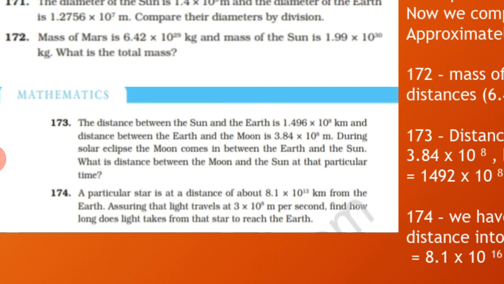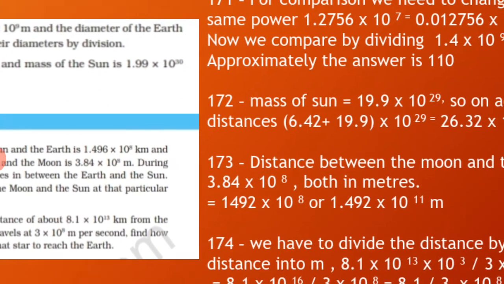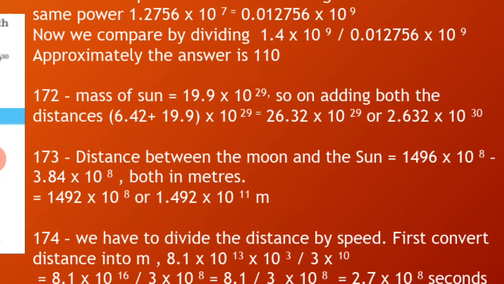Mass of Mars is 6.42 into 10 raised to power 29 kg and mass of the Sun is 1.99 into 10 raised to power 30 kg. What is the total mass? Both of them are in 29 and 30, so we have to change one of them. So mass of the Sun becomes 19.9 into 10 raised to power 29. So on adding both the masses, 6.42 plus 19.9 into 10 raised to power 29, it becomes 26.32 into 10 raised to power 29. Or to change it into standard form, it becomes 2.632 into 10 raised to power 30.